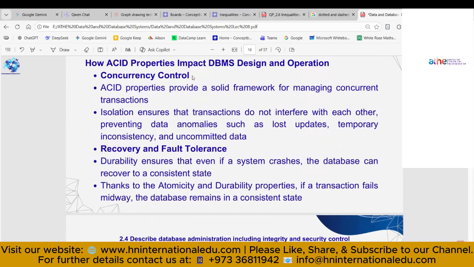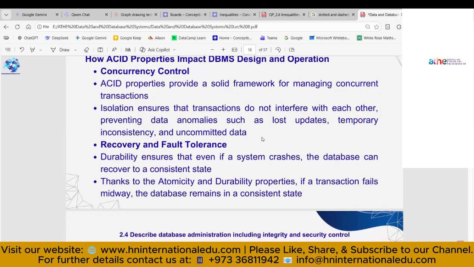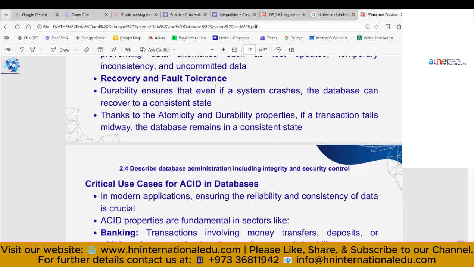Then we have concurrency control. Here, ACID properties provide a solid framework for managing concurrent transactions. Isolation ensures that transactions do not interfere with each other and all work independently, preventing data anomalies such as lost updates, temporary inconsistency, and uncommitted data. Then recovery and fault tolerance. Durability ensures that even if a system crashes, the database can recover to a consistent state. And thanks to the atomicity and durability properties, if a transaction fails midway, the database remains in a consistent state.